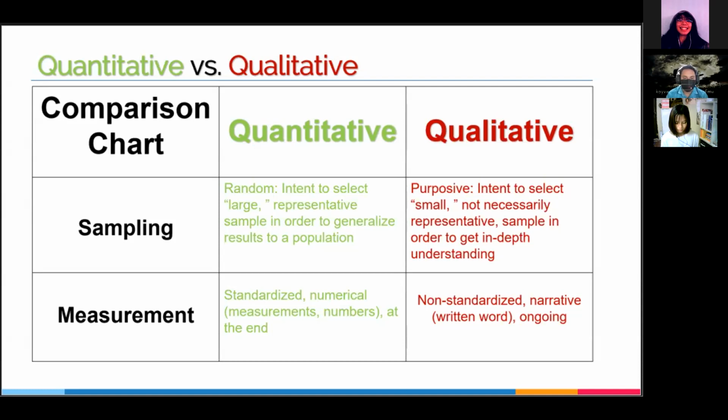Okay, may measurement of that. When it comes to measurement, quantitative is standardized, numerical. So ganun yan, sabi ko naman na yan kanina. Measurements, numbers at the end. Kapag qualitative is non-standardized, narrative siya, written in words. Okay, so descriptions, categories.